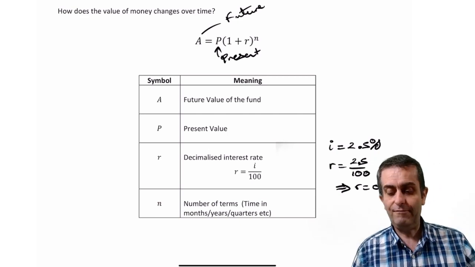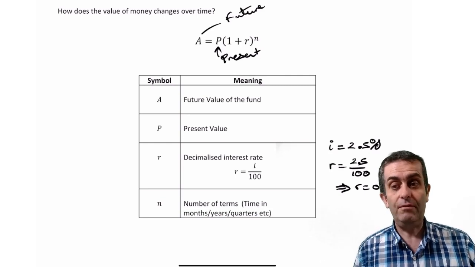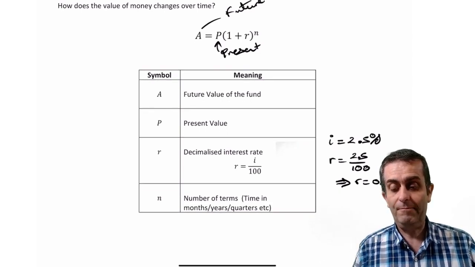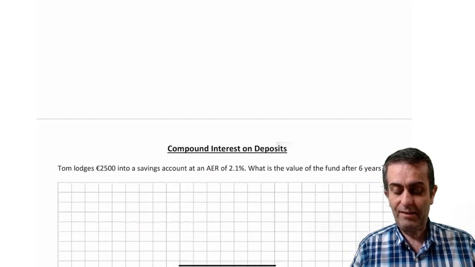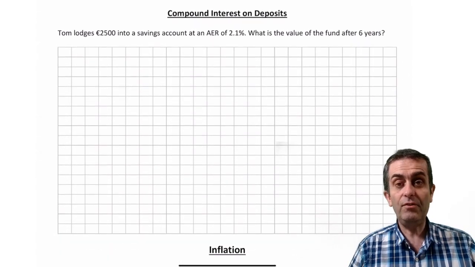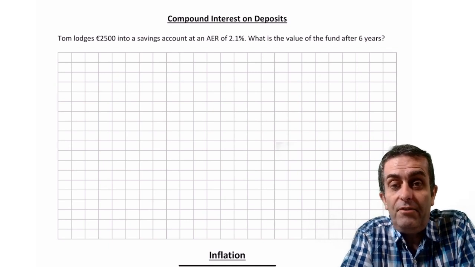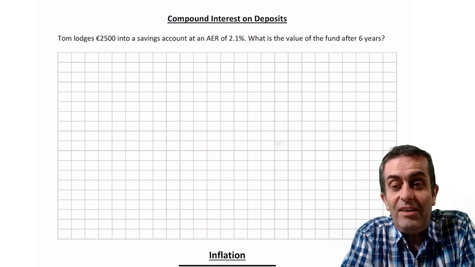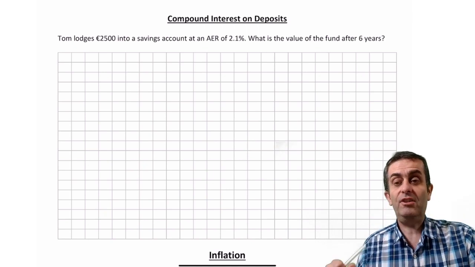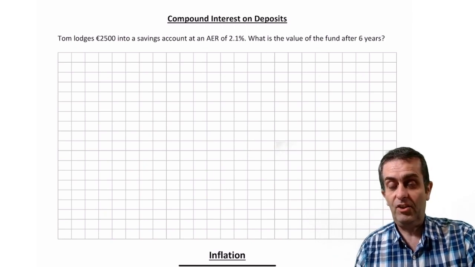So what we're going to do is look at some very, very simple examples that we can use to develop this formula, A equals P into 1 plus R to the power of N. Now, in our first example, we will imagine that somebody called Tom lodges a one-off lodgement of €2,500 into a savings account at an AER, that's an annual equivalent rate, of 2.1%. What is the value of the fund after a period of 6 years?